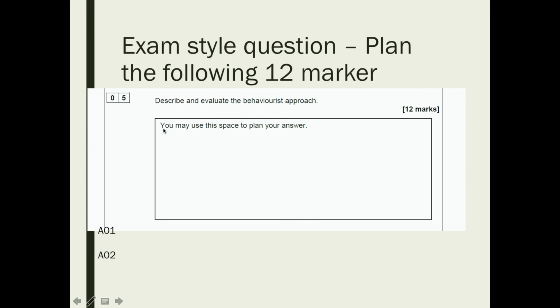The sort of question you get on this is: describe and evaluate the behaviourist approach. What I would like you to do is come up with a plan for this question. You don't have to write it out fully, but come up with a plan for this question, and we'll check out your plan and we might start to write elements of it next lesson.